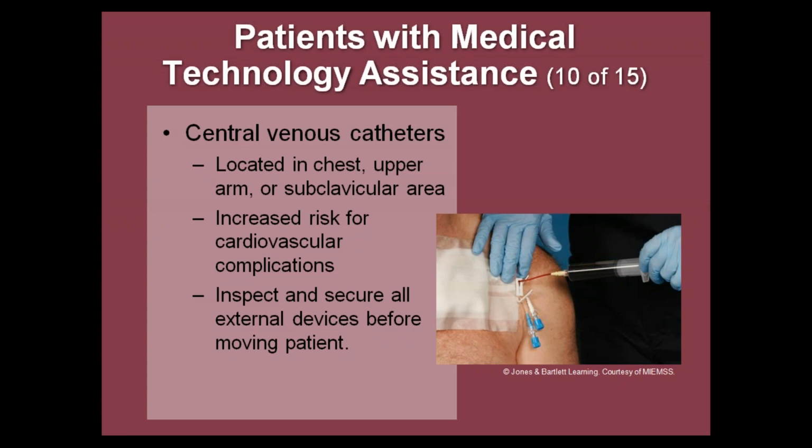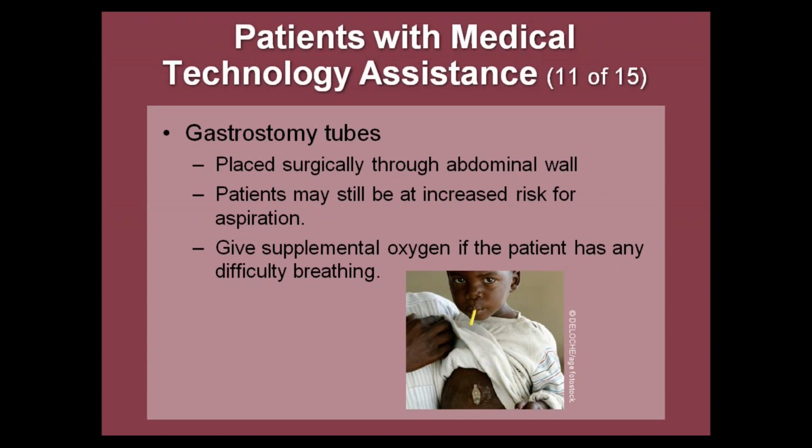You still want to inspect and secure all external devices, like it says. Look for any signs of infection with these, and that would be something good to note. Gastrostomy tubes, referred to as a gastric tube or a GI tube, are surgically placed through the abdominal wall, and this patient may still be at risk for aspiration. You want to give this patient supplemental oxygen as necessary for any difficulty breathing.